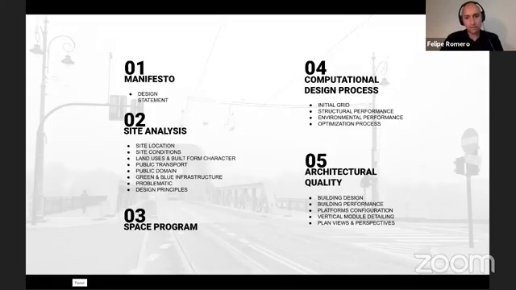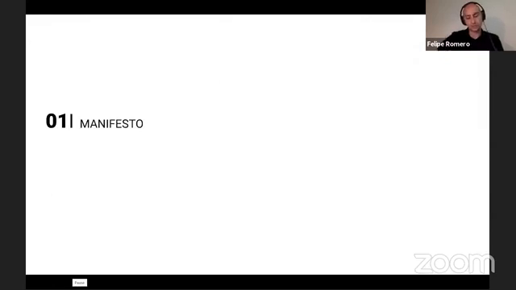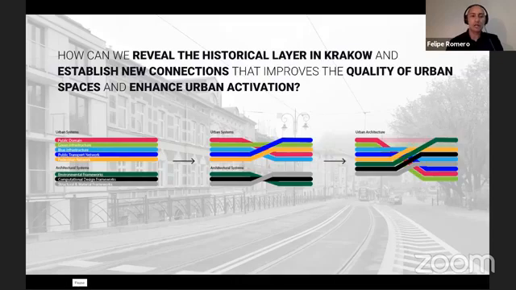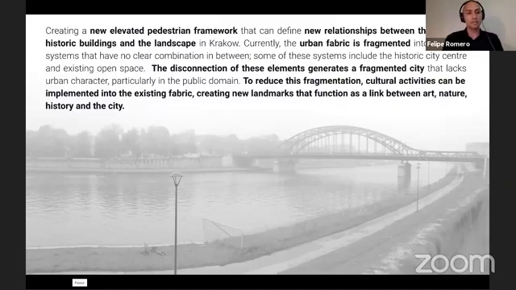The presentation is divided in 5 sections. The first 3 sections are related to the manifesto and the urban analysis, and then sections 4 and 5 are related to the computational design process. In terms of the manifesto, we start looking at the implication of the historical ledger in Krakow, and how to establish new connections to improve the quality of urban spaces and enhance urban activation, which is a mix of the urban domain, the public domain, and the architecture.